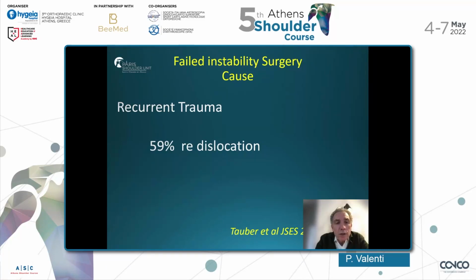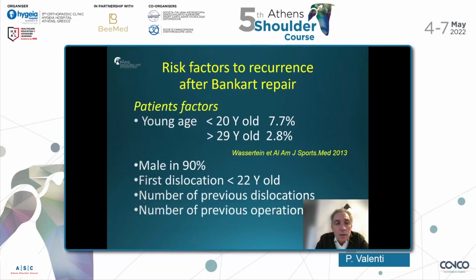So, the main etiology of the failed anterior instability after surgery is a recurrent trauma. In 59%, a new trauma would create a redislocation. So, if we analyze the risk factors to recurrence after Bankart repair, you have patient's factors. If the patient is very young, less than 20 years old, 7.7% of risk. If it's older, 2.8%. If there is a male, the risk is 90%. If the first dislocation is less than 22 years old, or depends on the number of previous dislocations, depends on the number of previous operations.